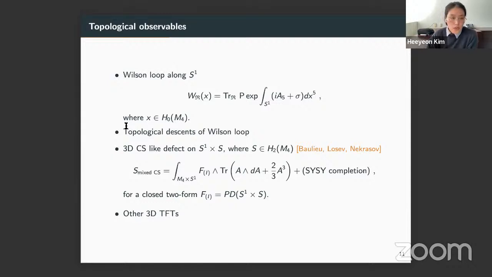But in today's talk, we are going to focus on these two types of observables: first, the Wilson loop along the S1, and second, the 3D Chern-Simons-like defect, and try to argue what the partition integral with insertion of those observables computes geometrically.